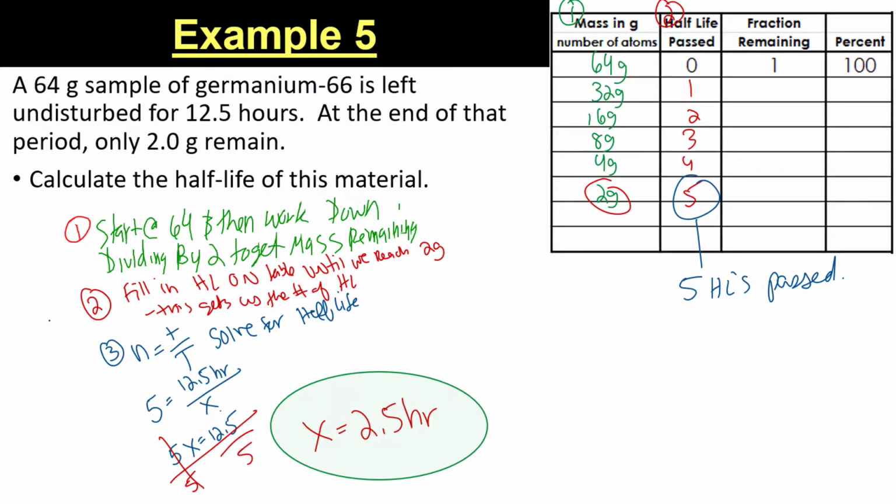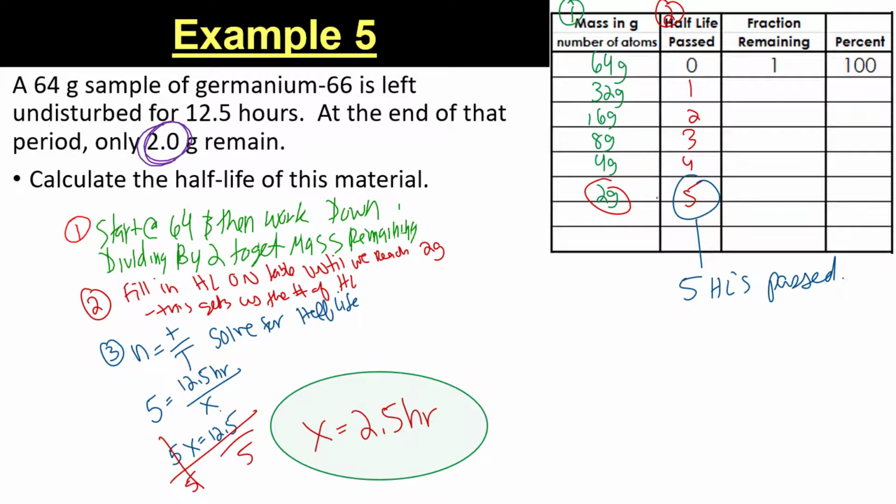Okay, if you guys did this correctly, you'll see this was a 3-step method from me. I needed to start with 64 and then work my way down to get the target mass, which in this case was the 2 grams that were remaining. So I kept taking a half of a half of a half of a half of a half of a half until I got those 2 grams. And then I saw how many half-lives that was.